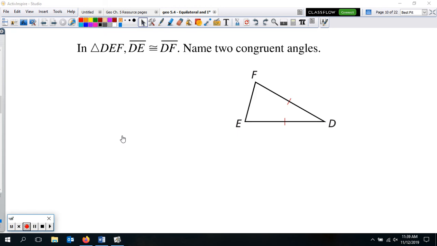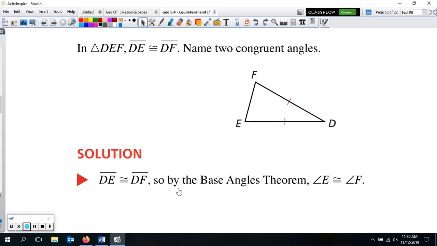So here's this one. You can just watch this one. You don't need to copy anything down. It says in triangle DEF that side DE is congruent to side DF. So here you can see the marks. So you have an isosceles triangle. It says name two congruent angles. So the base angles, according to the base angles theorem, F and E would need to be congruent. So E is congruent to F based on that base angles theorem. That's how we can apply it.